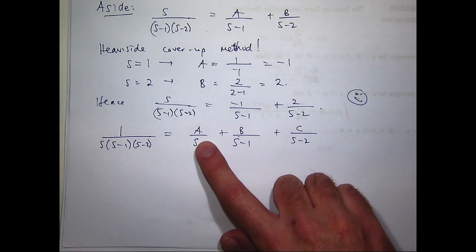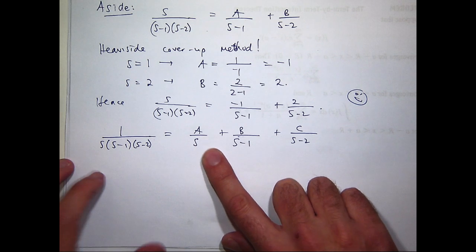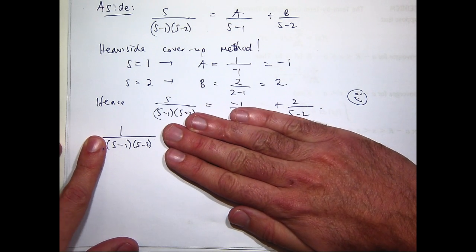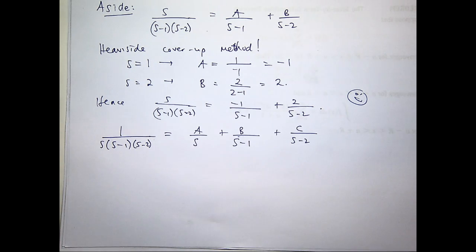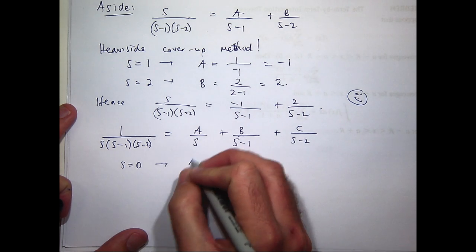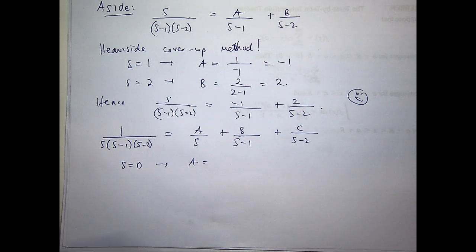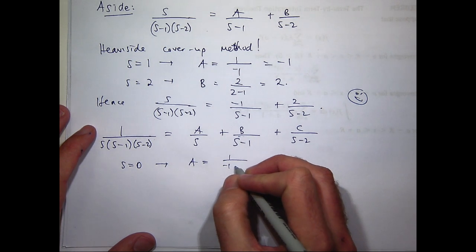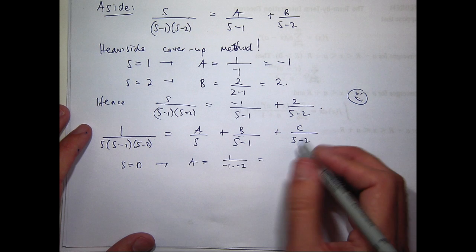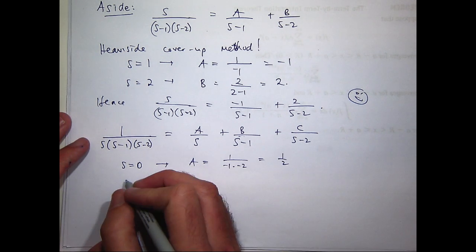A lies above an S. So I go over to the left-hand side, I cover up the S, and I plug in S equals 0. So that's immediately going to give me A equals 2. Oh, 0. A equals a half, sorry.